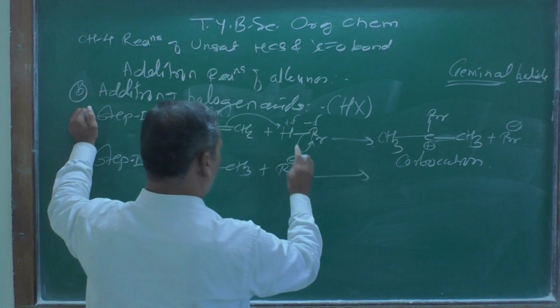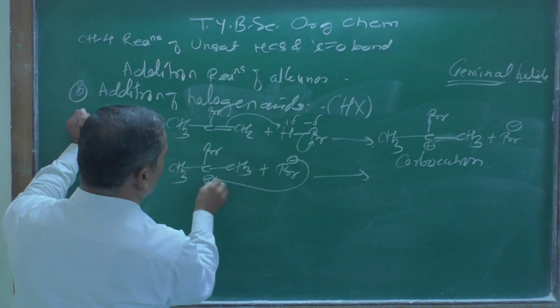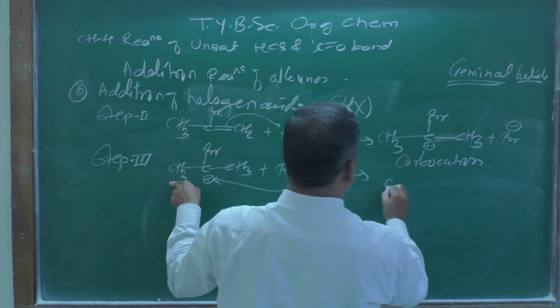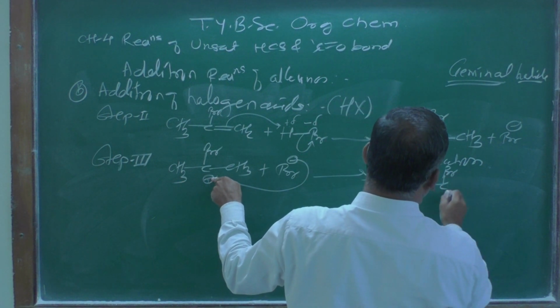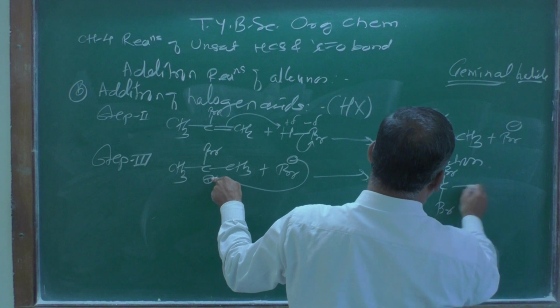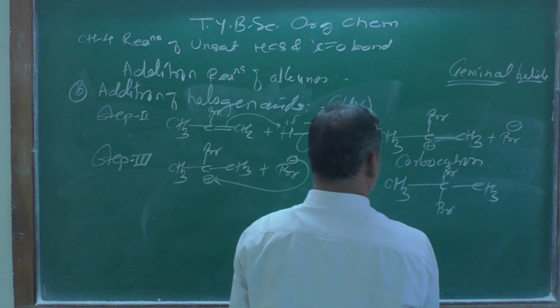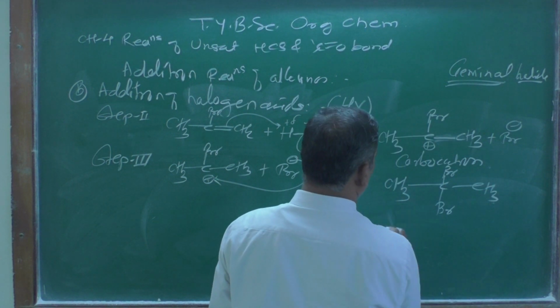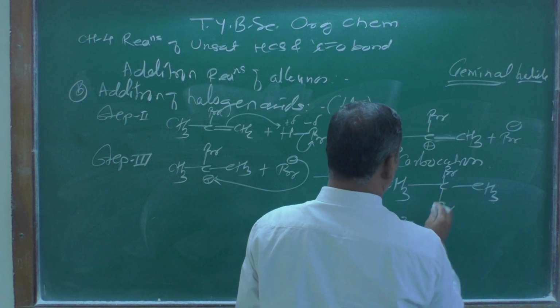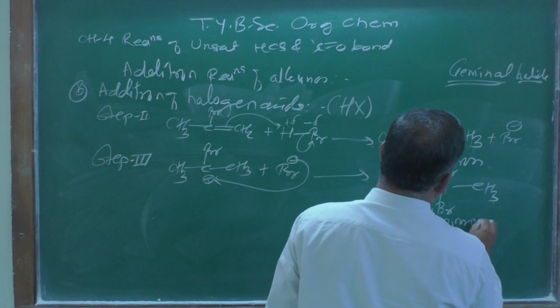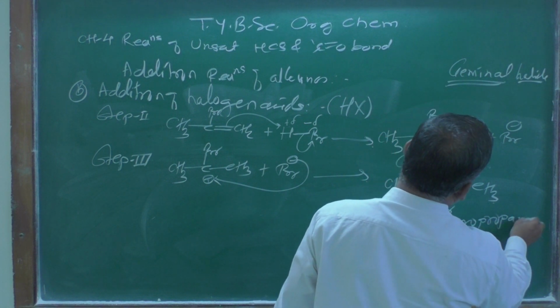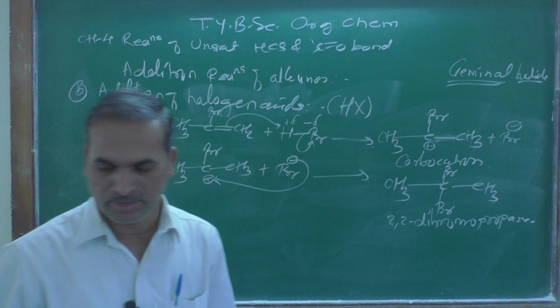Now this Br minus attacks this carbocation, and we are going to get the final product, C with Br, another Br, and CH3, which is known as 2,2-dibromopropane. This is the reaction.